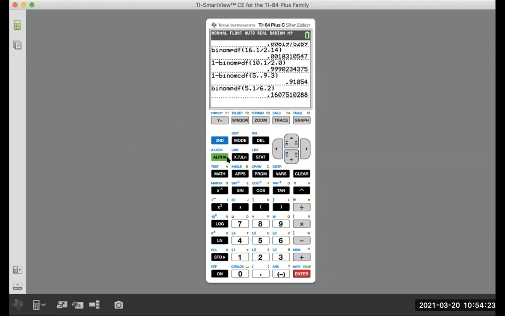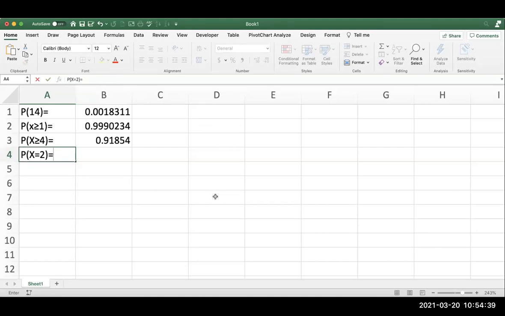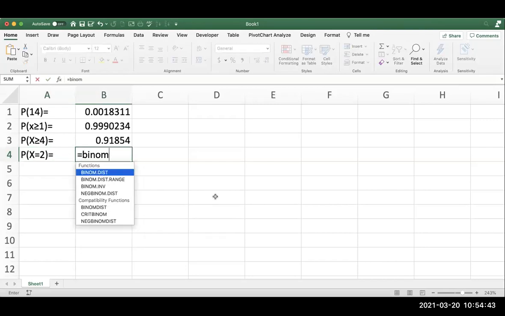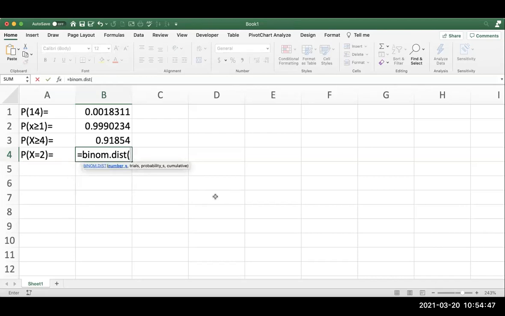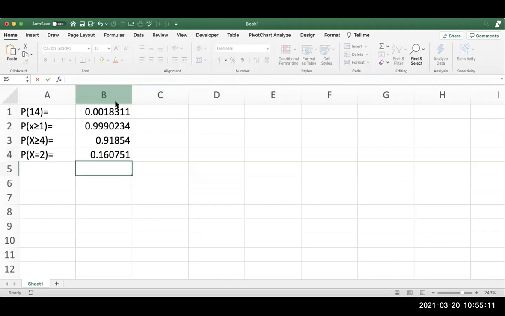Okay, so let's do Excel. I want to roll the 3 twice. So binomial. Number of successes is 2. Number of trials is 5. Probability is 1 out of 6. And I do not want it to be cumulative. So you get 0.16071.